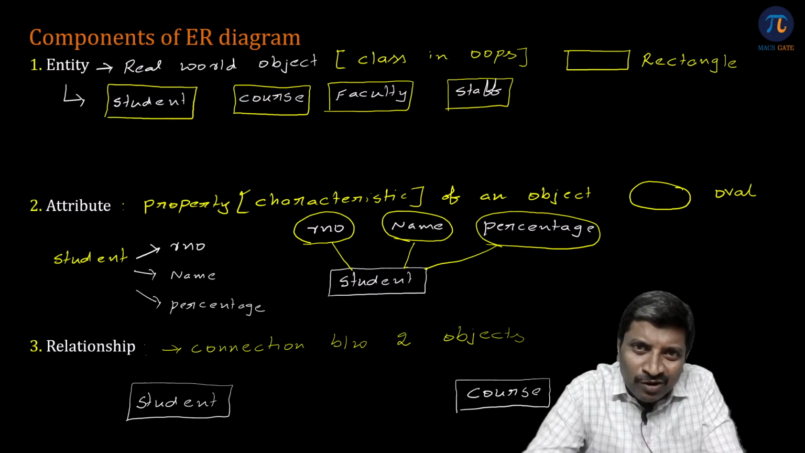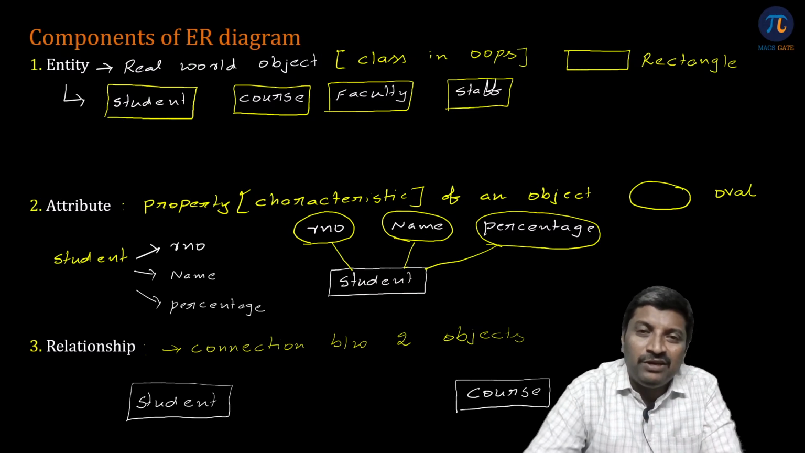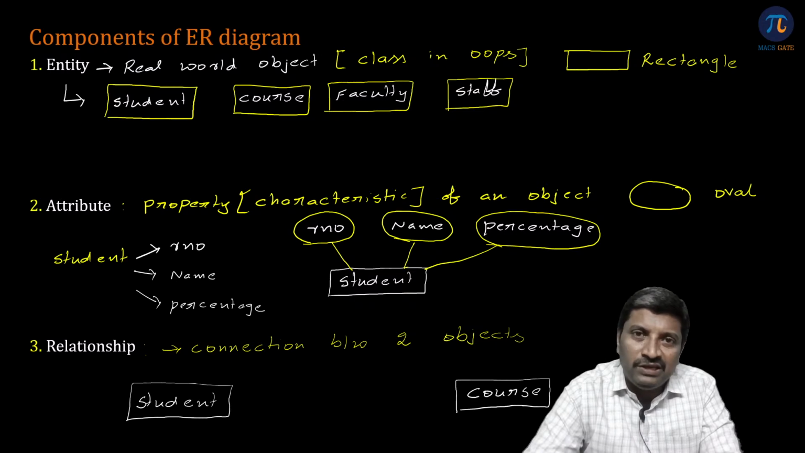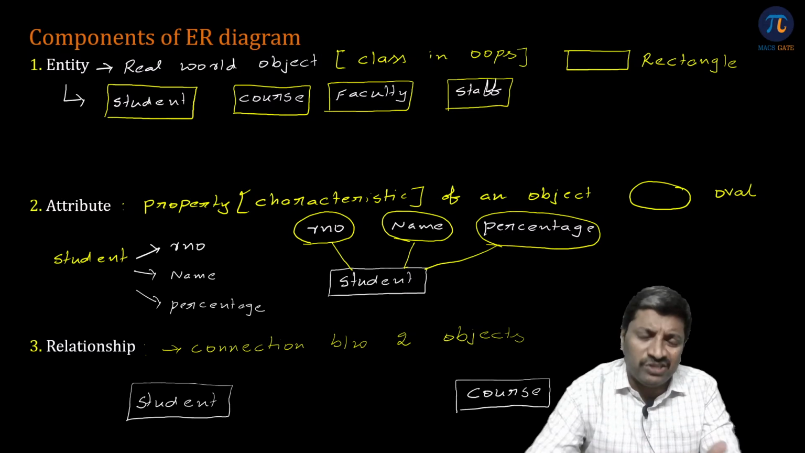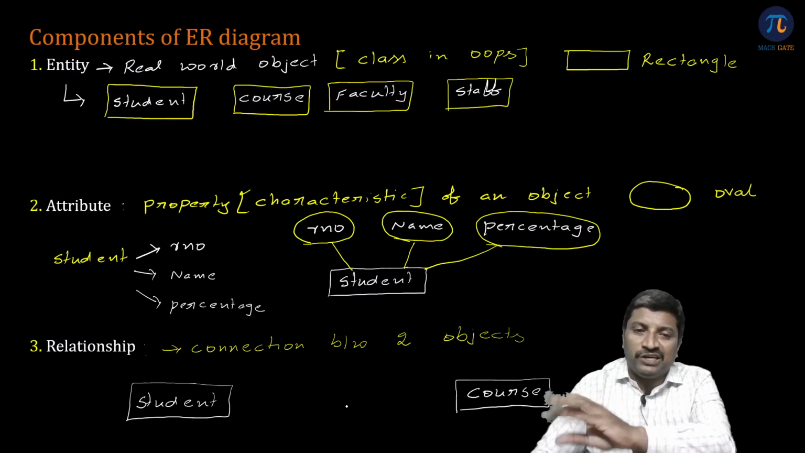Sir, I am not using the word relation. Why? Because I don't want to confuse you between the relation in RDBMS and the relation here. Just I am saying simply connection. Generally that connection here is called relationship, not the relation, because in DBMS terminology, relation means table. Relationship is the connection between two different entities. Maybe the same also. So two entities. Generally this student joins this course or student studies this course.